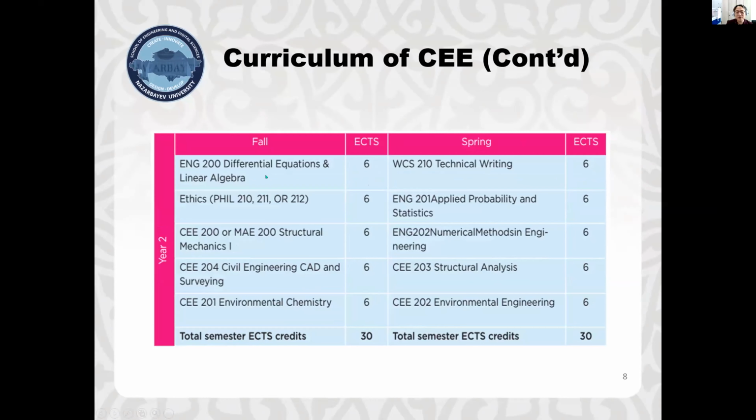Then when you become a second-year student, you still learn more engineering concepts, and you can start the actual civil engineering courses. It starts from civil engineering CAD and surveying, because you need these courses to do design. Also, you start to learn environmental chemistry related to environmental engineering, then structural engineering and environmental engineering courses.